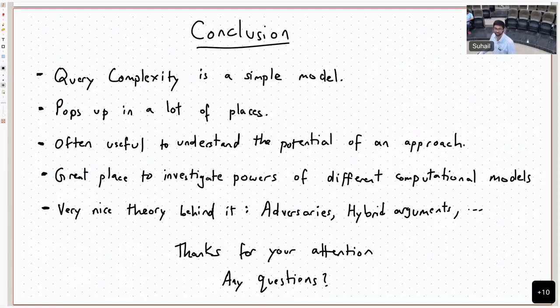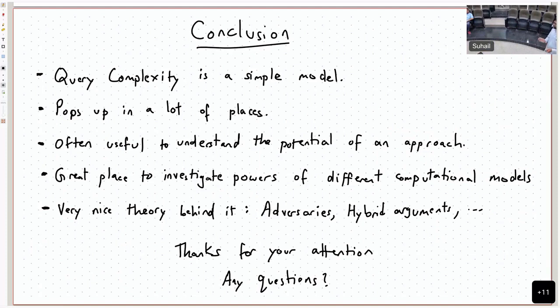So I'm just going to conclude now and then take questions from the audience. In conclusion, query complexity is a very simple model, and you can actually make arguments, you can show lower bounds. It does pop up in a lot of places, in Turing machines, when you're looking at specific strategies, or things like convex optimization, which inherently is a query algorithm.